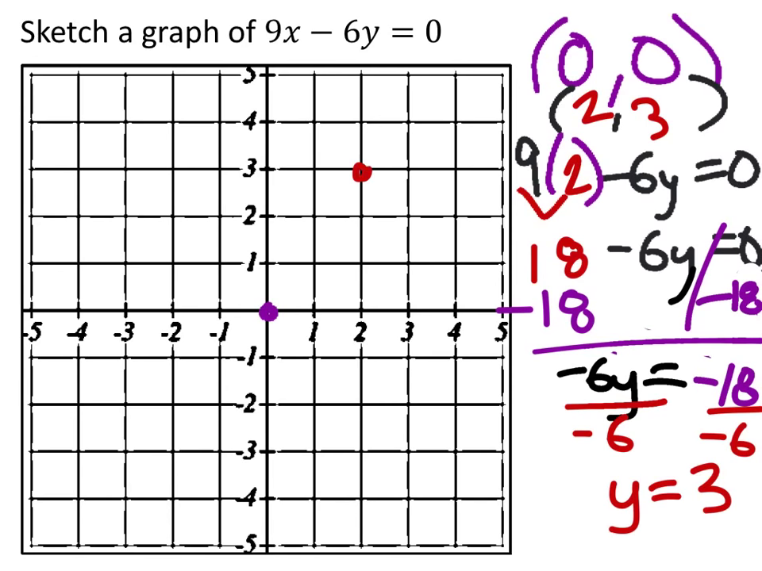Of course, on the quiz, that's all you need. Looks like another point on this graph we could have found would have been negative 2, negative 3, just by the pattern there, okay? And then we draw the line.